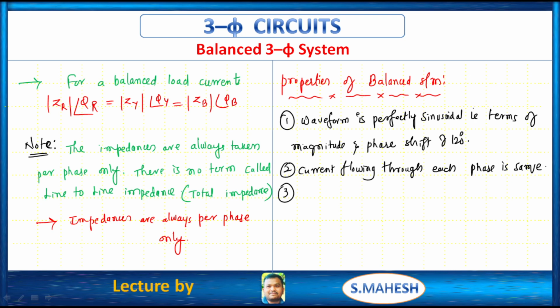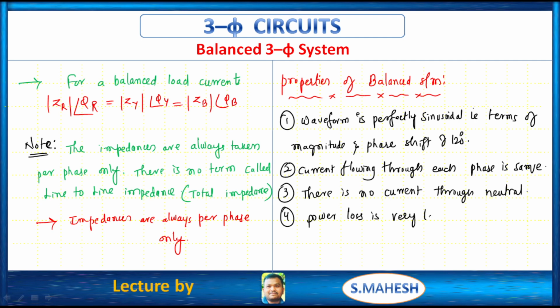Next, third point is no current flows through neutral, because the summation of all currents should be equal to 0. Obviously, if we consider star connection, in star connection only we have neutral. If the summation of all currents is equal to 0, there is no current through that fourth wire, right? There is no current through neutral. Fourth point, power loss is very low. This is about three-phase balanced system.